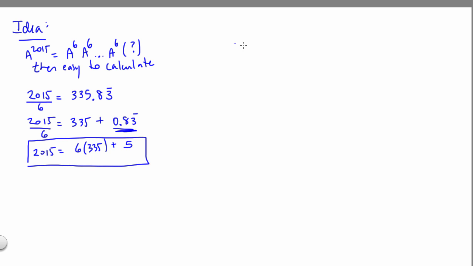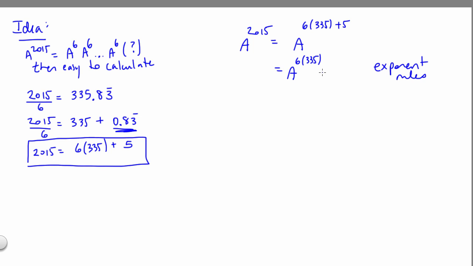So let's take this expression that we've just figured out, and let's say that a to the 2015 can be rewritten as a to the 6 times 335 plus 5. And now we're going to think about some exponent rules. So first of all, when you have a sum in the exponent, that's the same thing as having a product. So we could rewrite this as a to the 6 times 335 times a to the 5th.